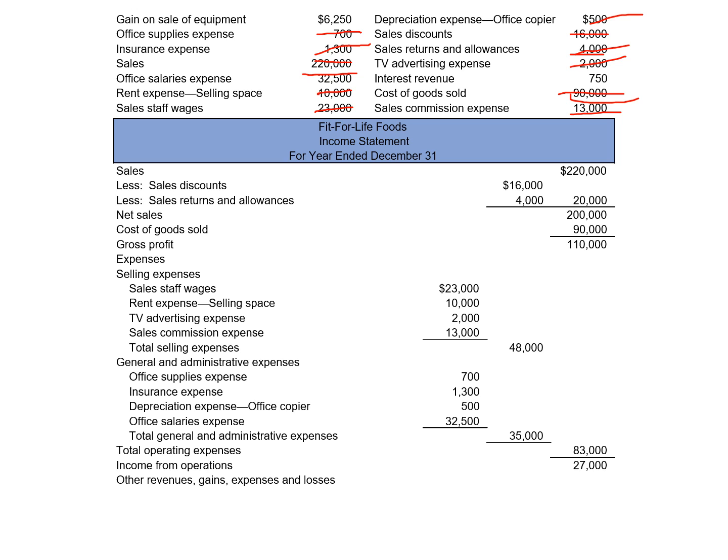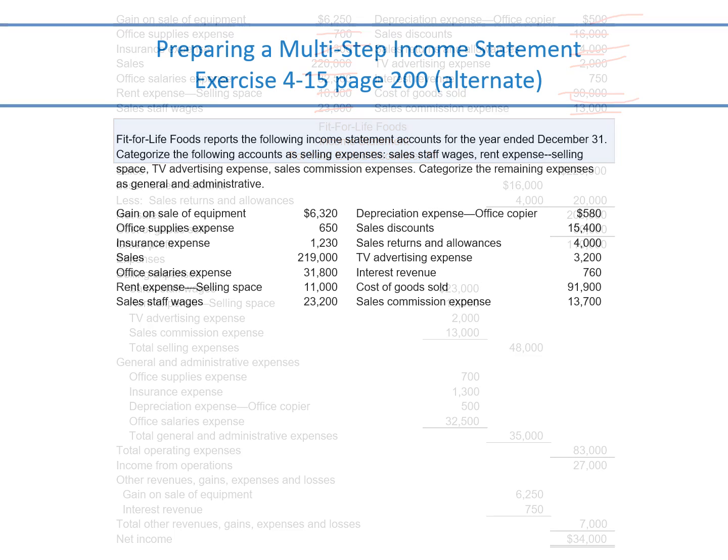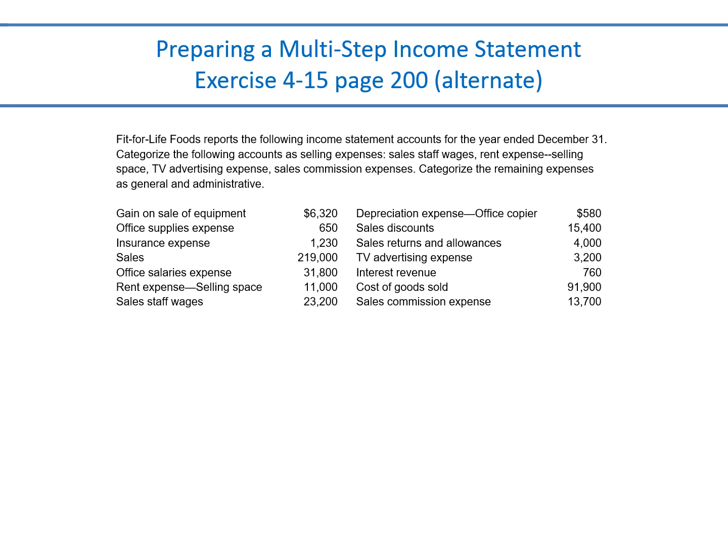And then we have this other bucket, and that's where your gain and loss on sale of equipment comes into play, and then also your interest revenue. So we have our 6,250 gain on sale of equipment, and interest revenue of 750. For total other revenues, gains, expenses, and losses of 7,000. For a total net income of 34,000. All right, so same thing here. Why don't you give it a shot, and then we'll see how you did.